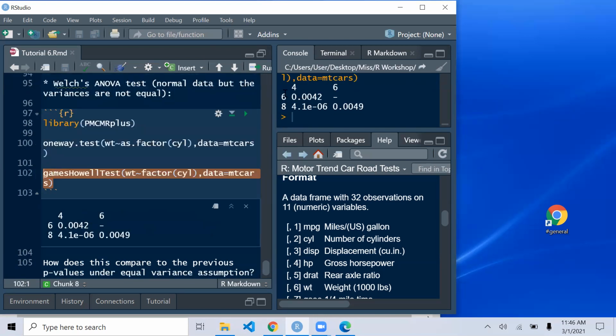You can see that I get this weird table, right? So how is this read? Notice that there's a dash here for 6 and 6. That's because you're not going to perform a test of 6 on itself. That's the same group, so that's why there's a dash there. But the p-value between 4 and 6, for instance, is 0.0042, which is significant. So it's saying there's a significant group difference between 4 and 6. There's also a significant group difference between 4 and 8, because you have a 10 to the -6 effect. Also, there's a significant group difference between 8 and 6, because it's 0.0049, which is certainly less than 0.05.